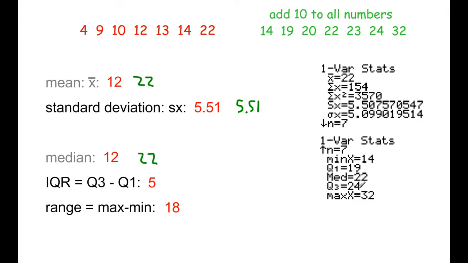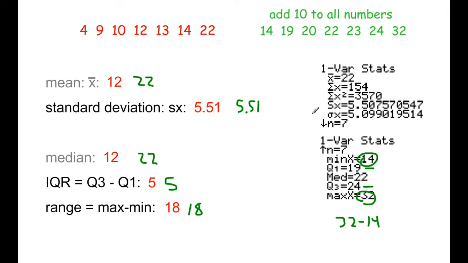The IQR, we take our quartile 3 minus our quartile 1. So 24 minus 19, that one's going to stay the same also, so that one's going to be 5. And then our range is going to be our maximum minus our minimum. So 32 minus 14. And if you work that one out, it's going to come out to 18.